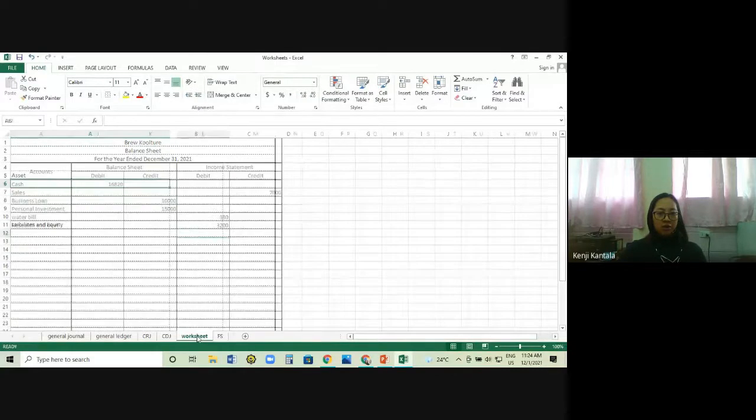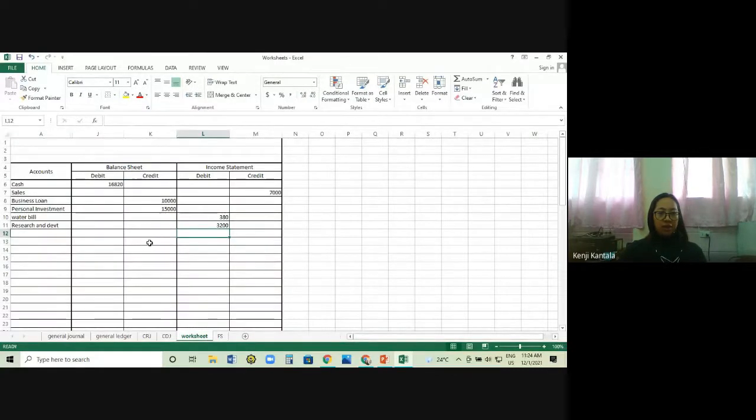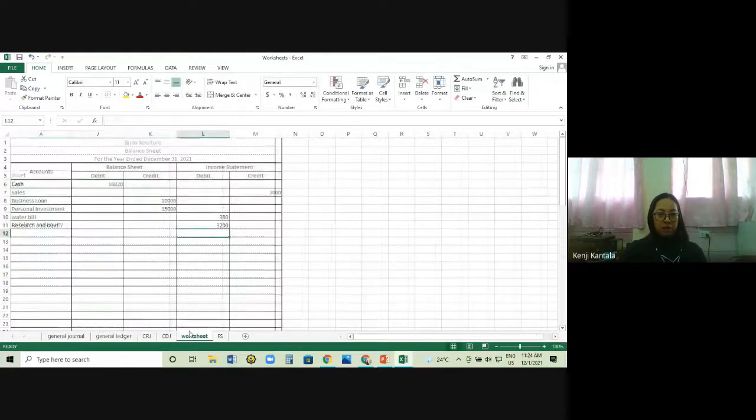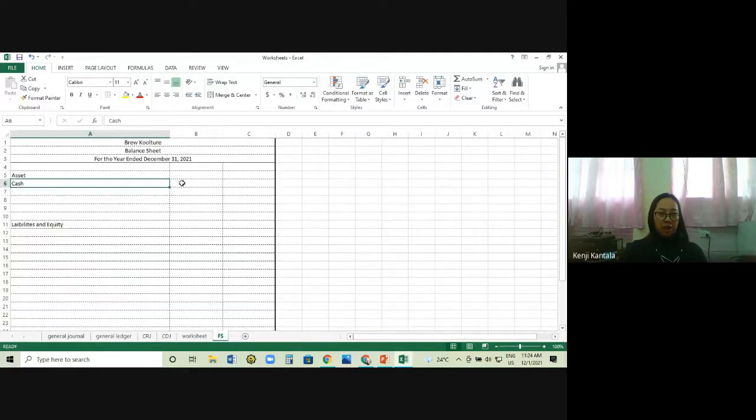Okay. So, sa worksheet natin, meron ba tayong asset? Meron ba tayong asset sa ating worksheet? Yes, ma'am. Ano yon? Cash po. Okay, so we have cash. So, kung ano yung nandito sa ating worksheet, ita-transfer lang natin sa financial statement natin. So, for example, this one cash, debit at 16,820. So, cash, 16,820.